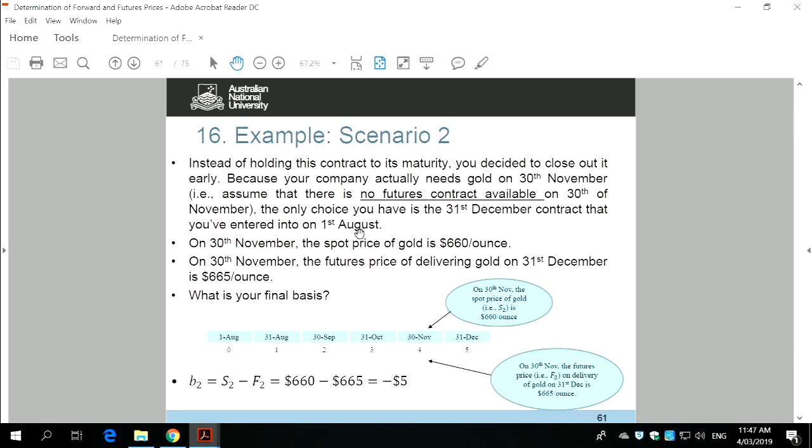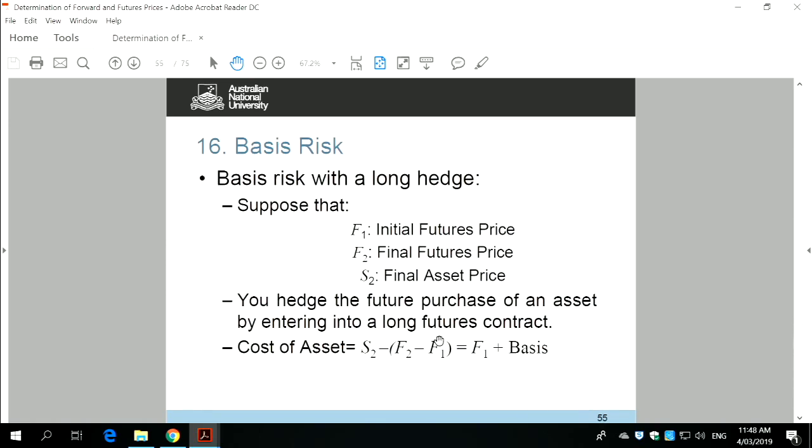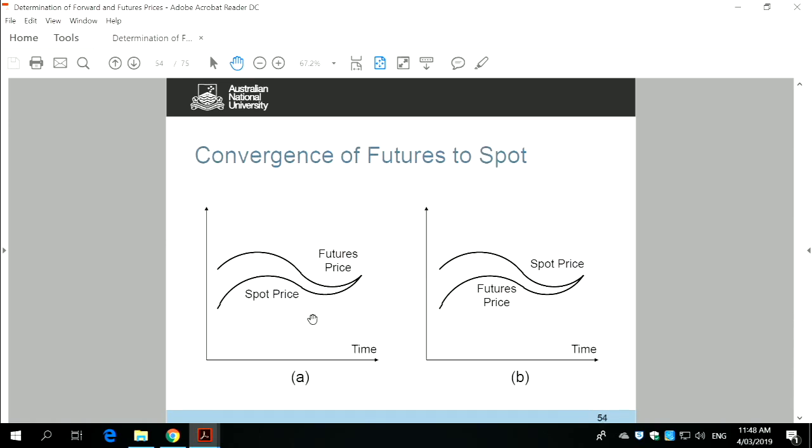Now, on the 30th of November, you have no choice because you need the gold on that day. So you go to the spot market to buy the gold at a spot price of 660. And remember, you have to close out your futures contract on the 30th of November as well, right? Because November is not December, there's still a gap between the futures price and the spot price.